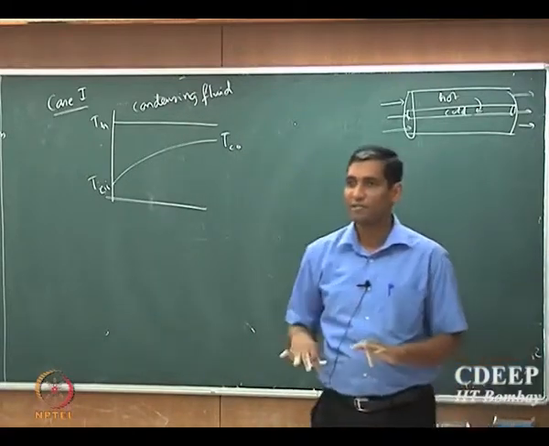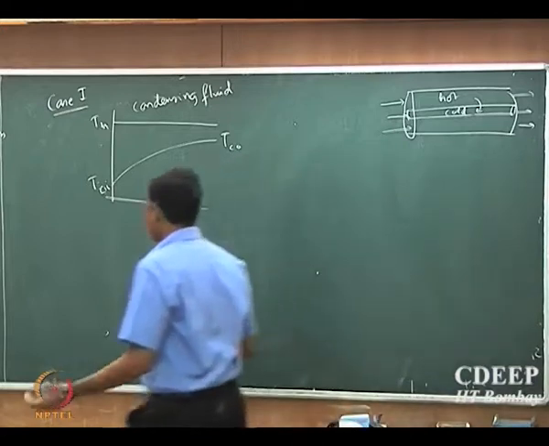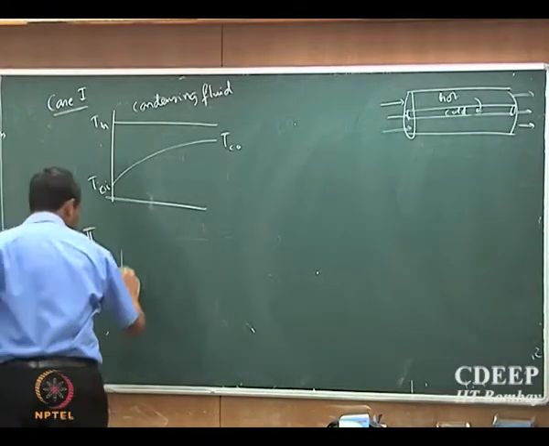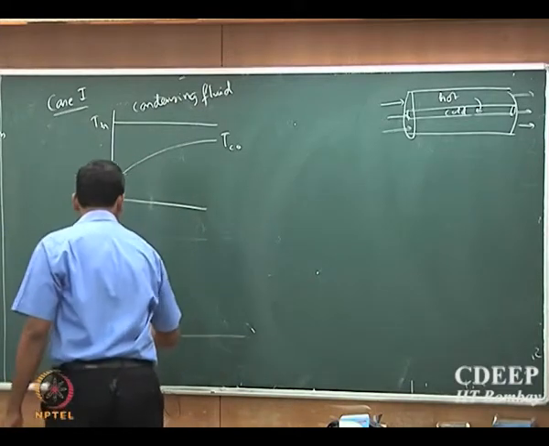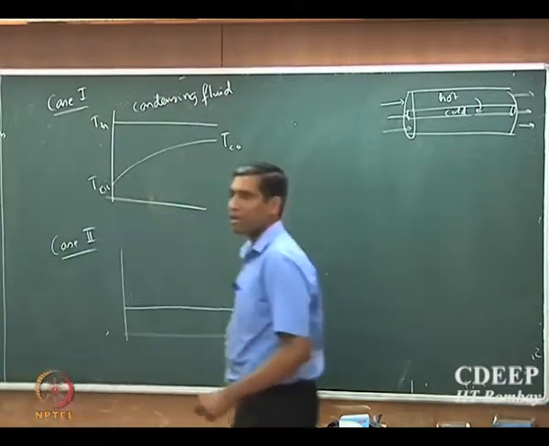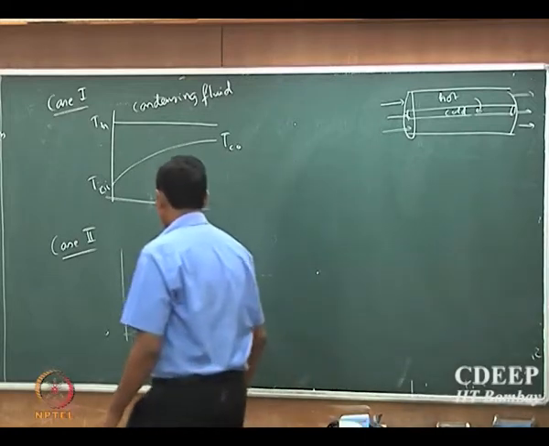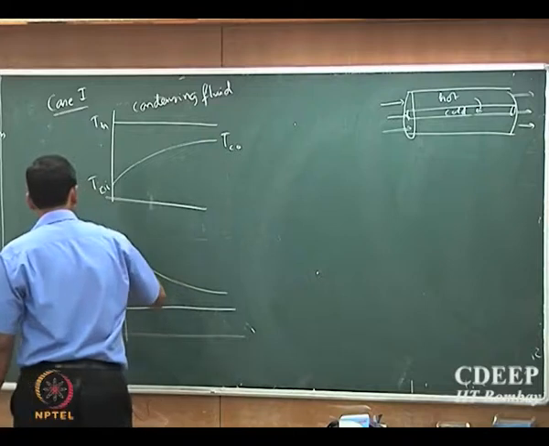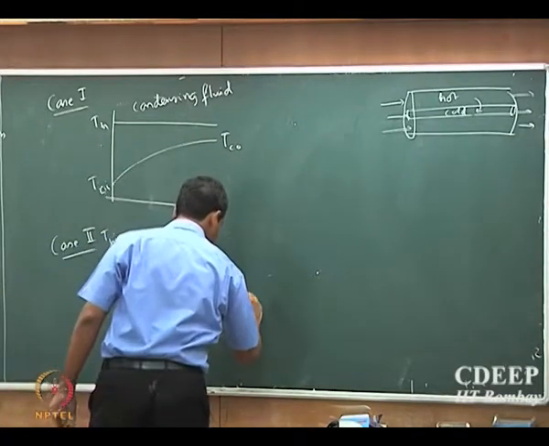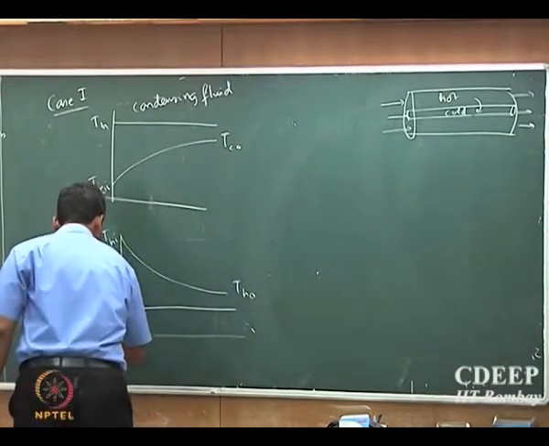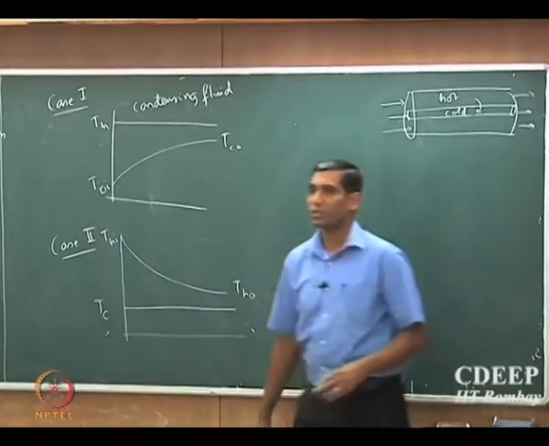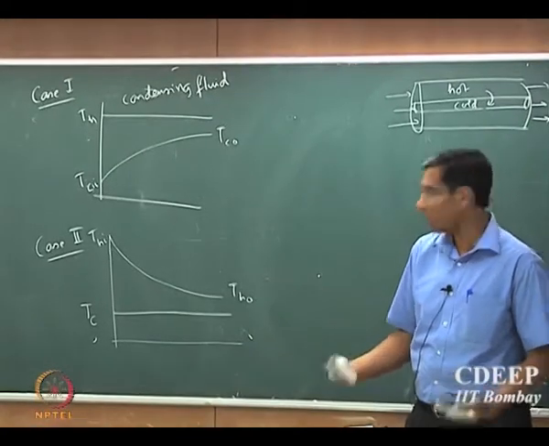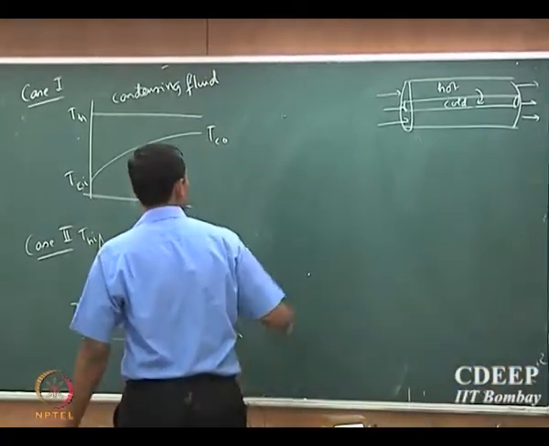What's the opposite of that? Cold fluid evaporating. It's sort of obvious to guess that. So you'll have a cold fluid which is evaporating, at a constant temperature, and you have a hot fluid which is being cooled, and this is the Tc. This is at a constant temperature because it's being evaporated or boiled, for example. So that's a special case.